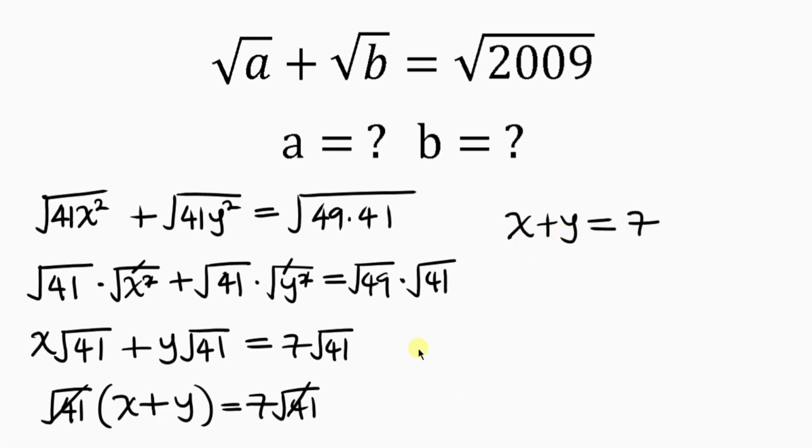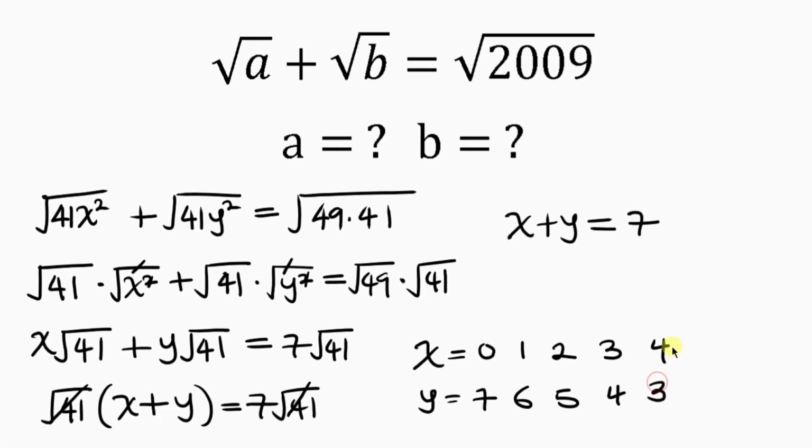That means if we have x and y and we sum them together, for example, if x is 0 plus 7 is 7, then if x is 1 plus 6 is 7, if x is 2 plus 5 is 7, if x is 3, then y should be 4. If x is 4, y should be 3. If x is 5, y should be 2. If x is 6, y should be 1. While if x is 7, y should be 0. So the summation of x and y is 7.